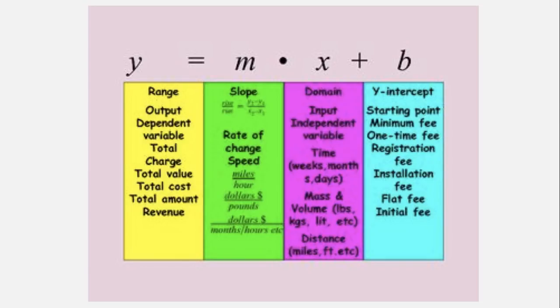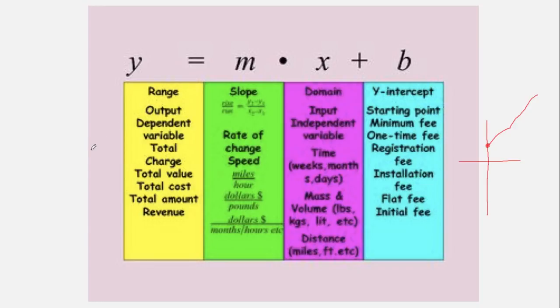And then b, our y-intercept, is usually a starting point. If you look at a graph, a line will often start at the b. Again, if I have a graph here, my line may start from this point, the y-intercept. And this may be a starting point, a minimum fee, a one-time fee, or a registration fee. We'll see a lot of different examples, but it's usually a starting point.